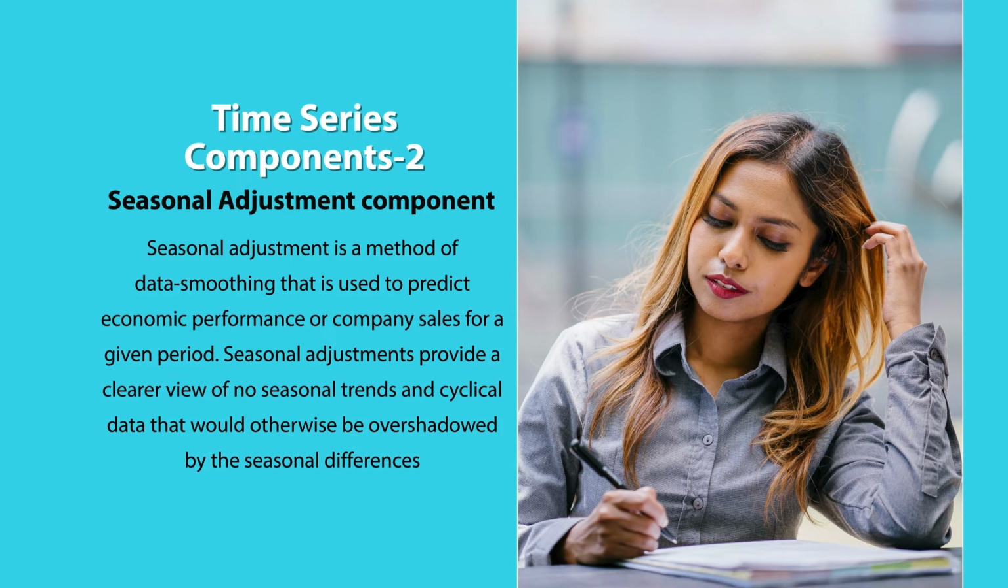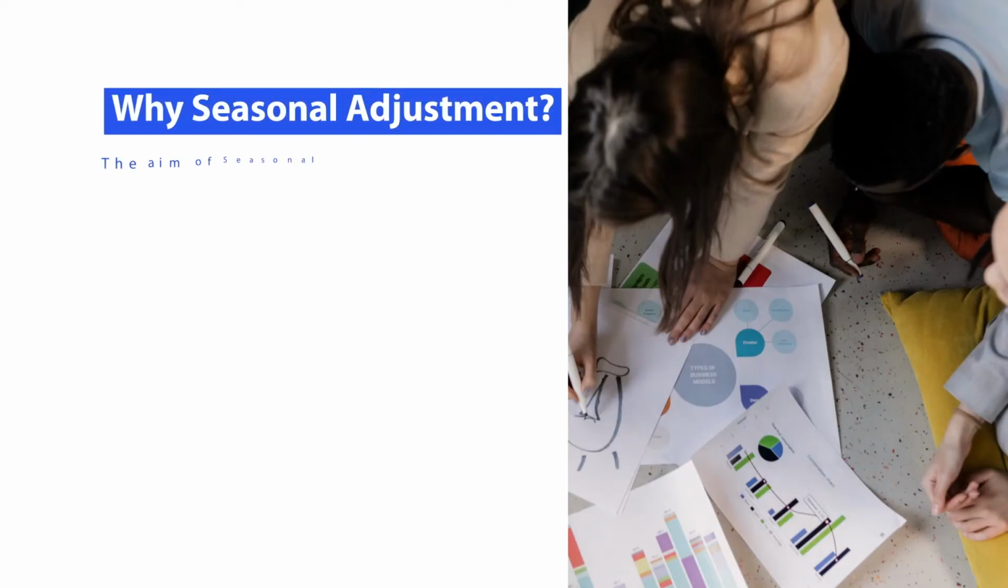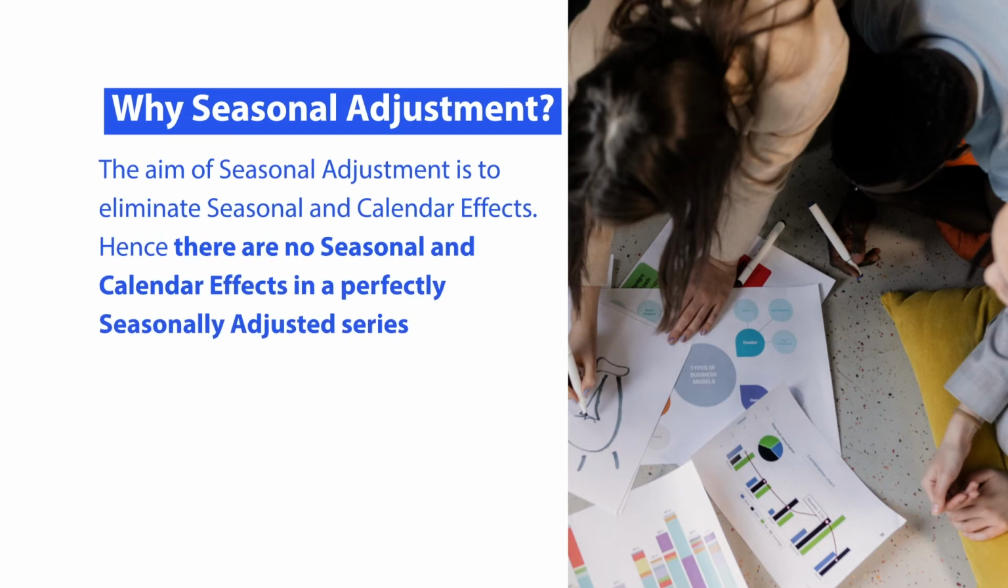We have already talked about this. Seasonal adjustment provides a clearer view of seasonal trends and cyclical data that would otherwise be overshadowed by the seasonal differences. Now the question is why seasonal adjustments are there. The aim of seasonal adjustment is to eliminate seasonal and calendar effects. Hence there are no seasonal and calendar effects in a perfectly seasonally adjusted series.